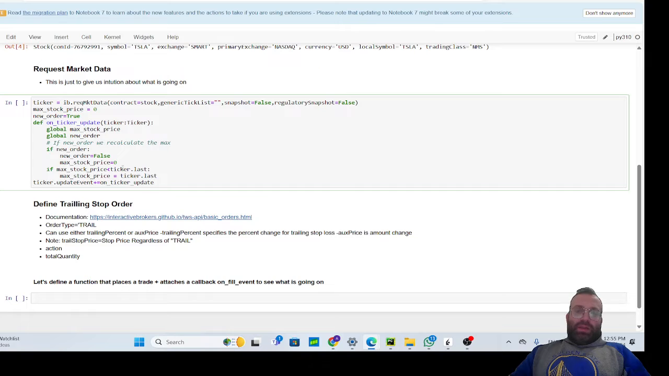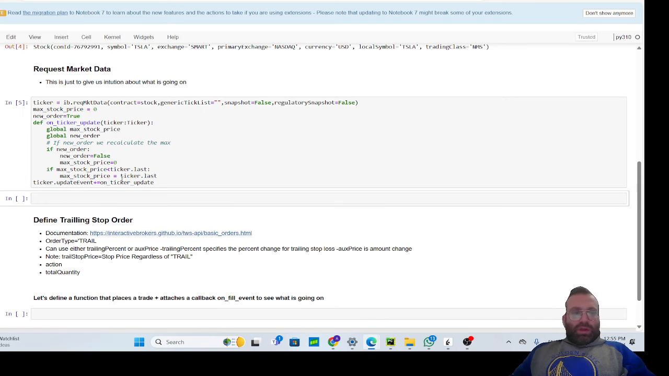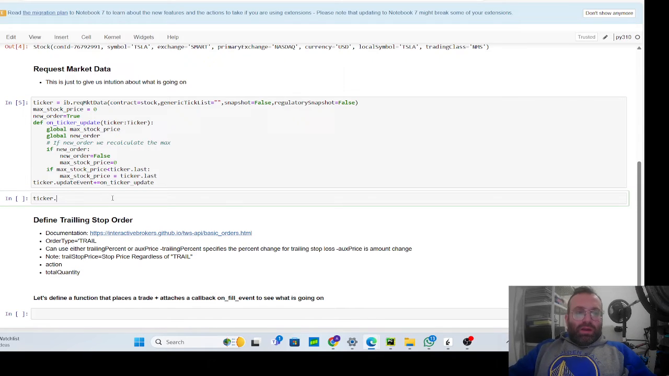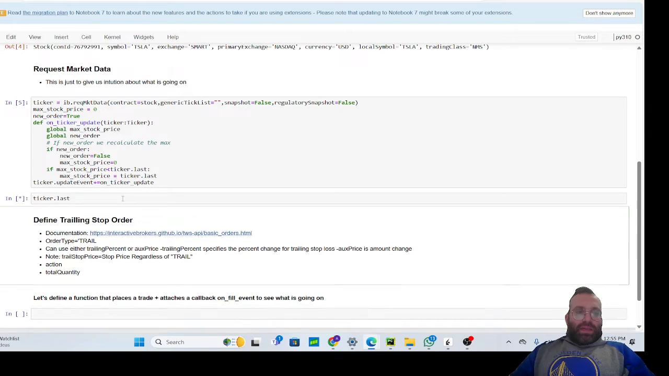And all that's going to do is just keep track of the max price. This is just to help us understand things. So let's run this, and to call back to the ticker, we do ticker.update event plus equals on ticker update. Just to show you guys, ticker.last, for example, is the last traded price for Tesla.